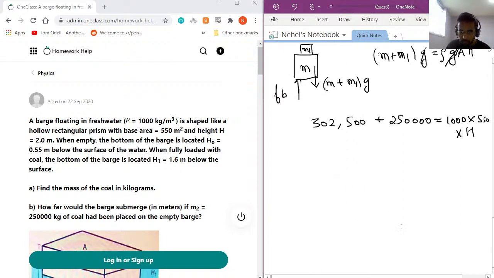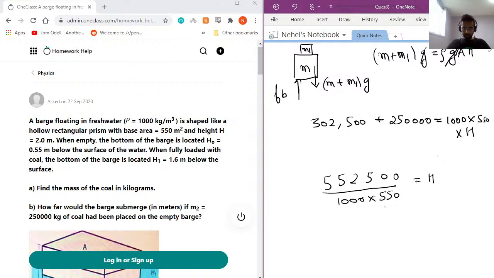So on the left side we would add, so 552,500 divided by 1000 times 550 is equal to h. So we would solve this. 552,500 divided by 1000 times 550. The answer came out to be approximately 1 meter. So basically what that means is, if we have a box of 302,500 kilograms, and we add coal of 250,000 kilograms to it, our box would be submerged by approximately 1.004 meters in water.